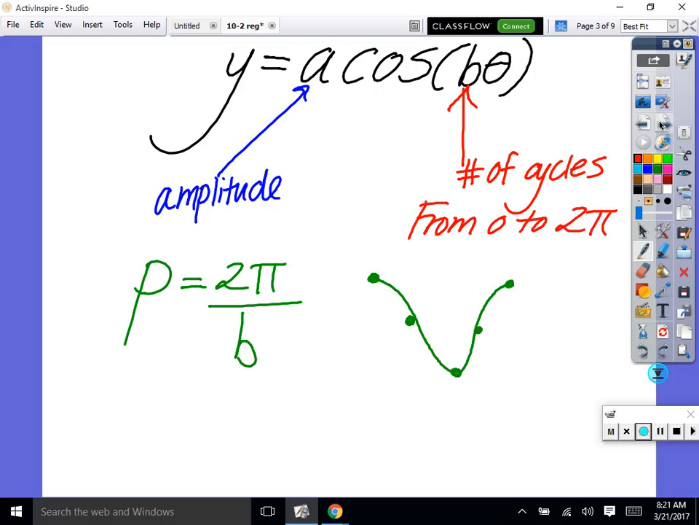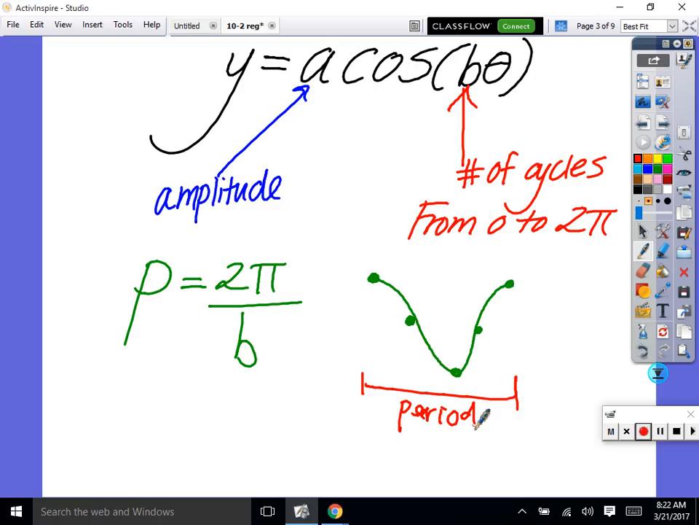And b is the number of cycles from 0 to 2 pi. Period is the length of one cycle. So the period is going to be these 5 points: max, 0, min, 0, max. The physical length from there to there would be our period.